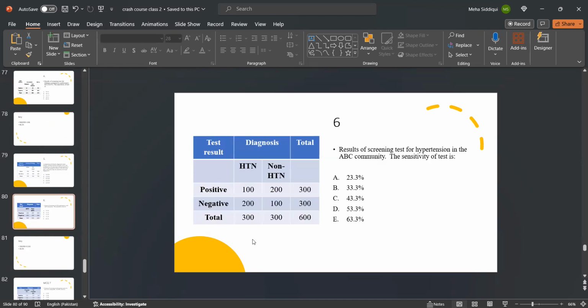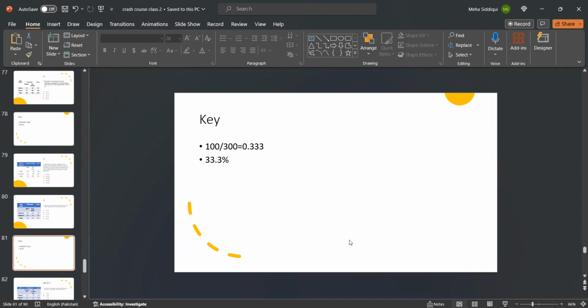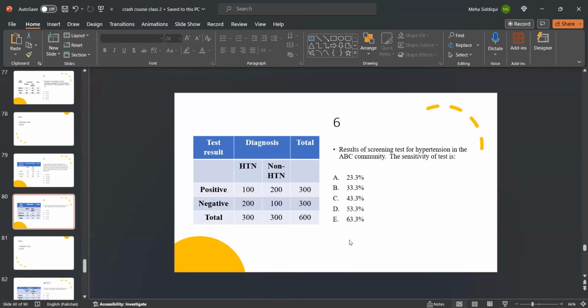MCQ number 6. Results of a screening test for hypertension in the ABC community. Again, it is the sensitivity of the test: 23%, 33%, 43.3%, 53%, 63.3%. It would be 100 over 300, that is 33.3%. B is the right option.